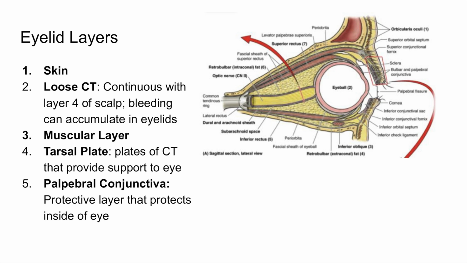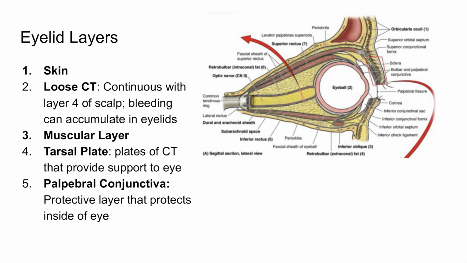This layer is continuous with layer 4 of the scalp, which is that loose areolar layer, meaning fluid like blood or edema can track directly into those eyelids. That's why patients with head trauma often present with periorbital ecchymosis, what people call raccoon eyes. Even if the injury wasn't directly to the eye itself, it could present that way. The key idea here is that this layer acts like a potential space where fluid accumulates easily.